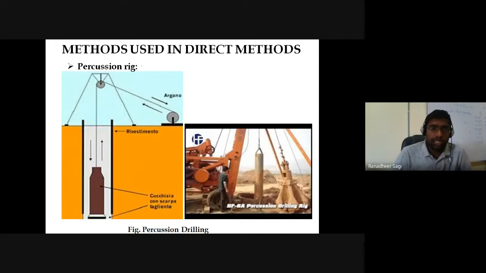Another way by which you can make your borehole into the ground is percussion drilling. In this technique of percussion drilling, you have a hollow cylindrical tube which has a drilling bit attached at the bottom of it, or rather I'll call it a sharp cutting edge.